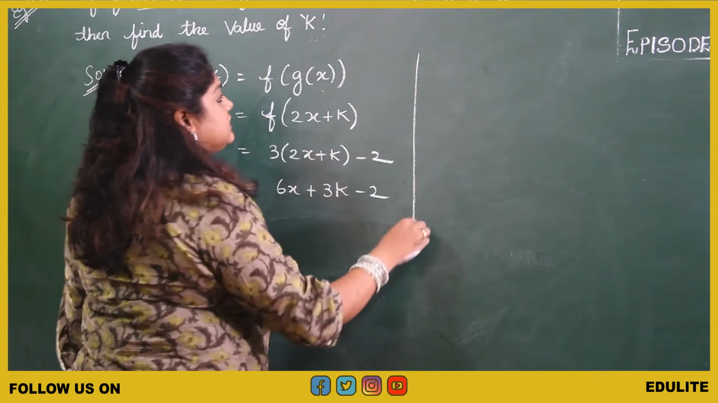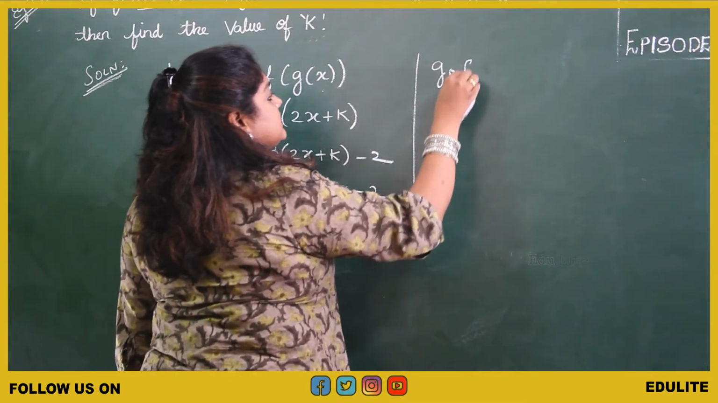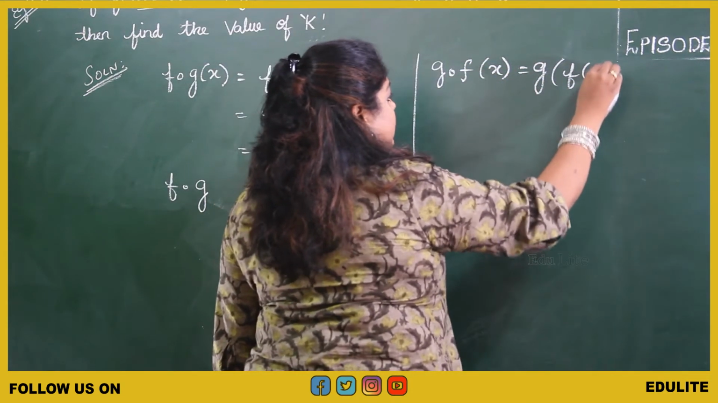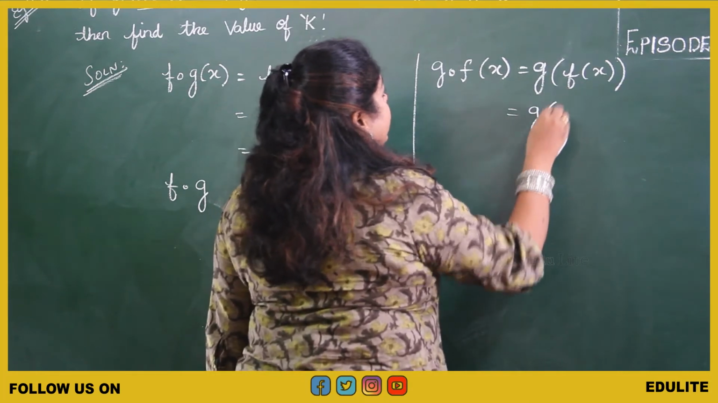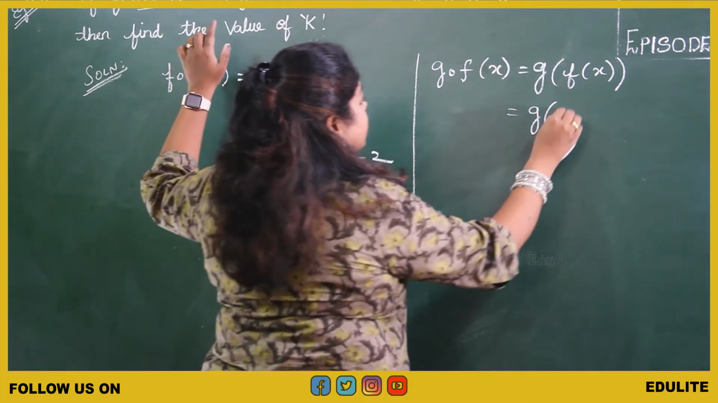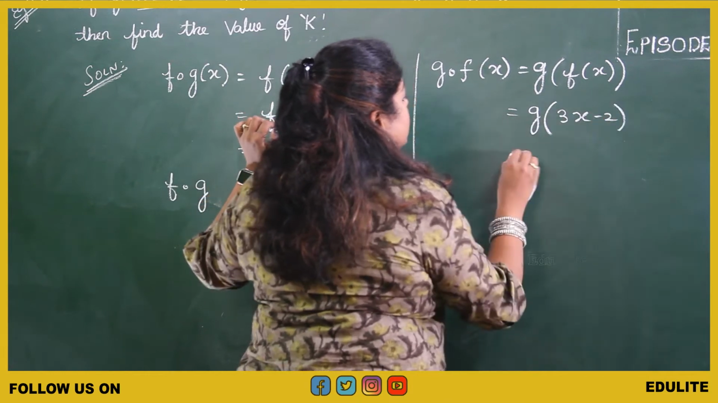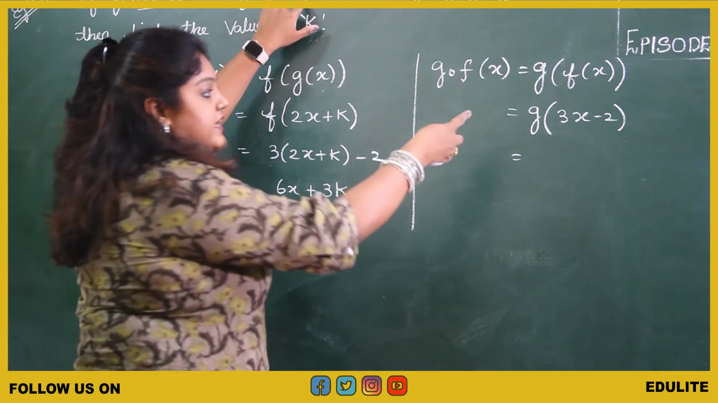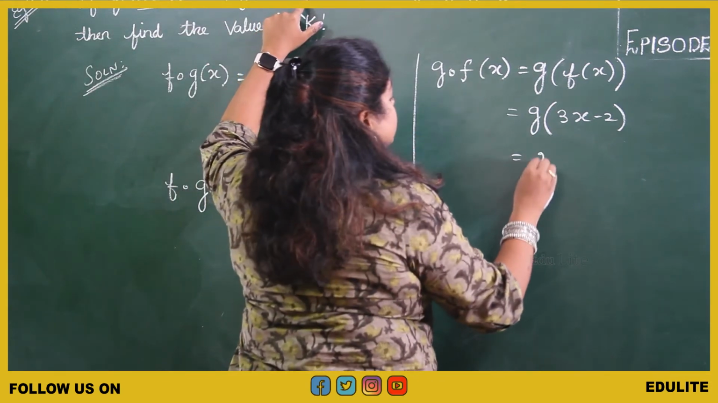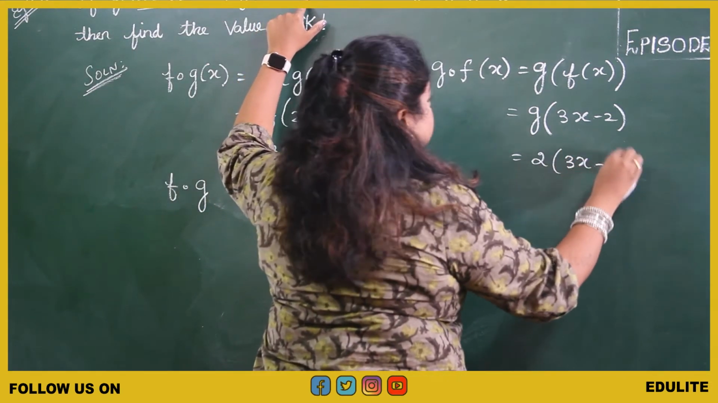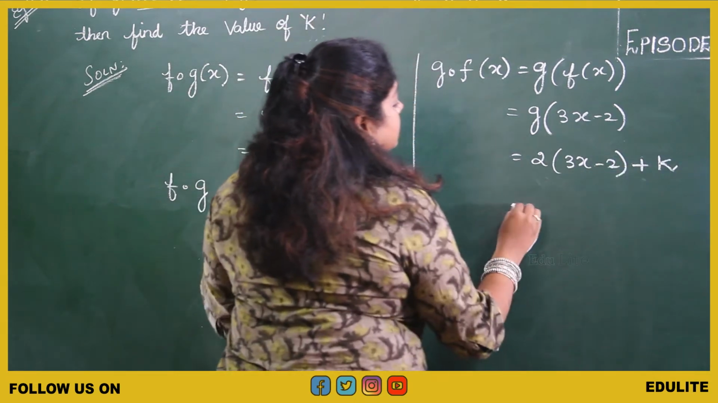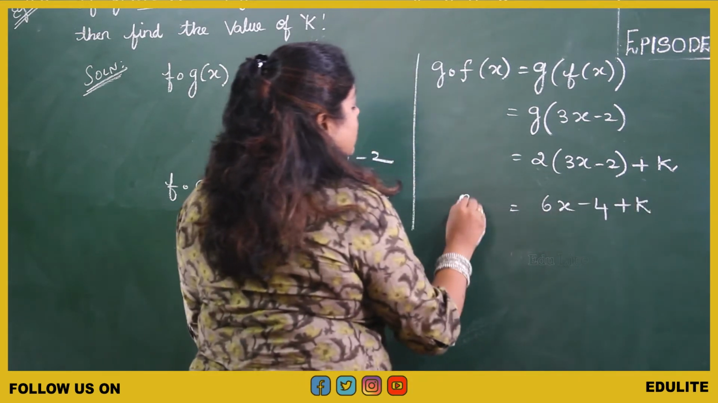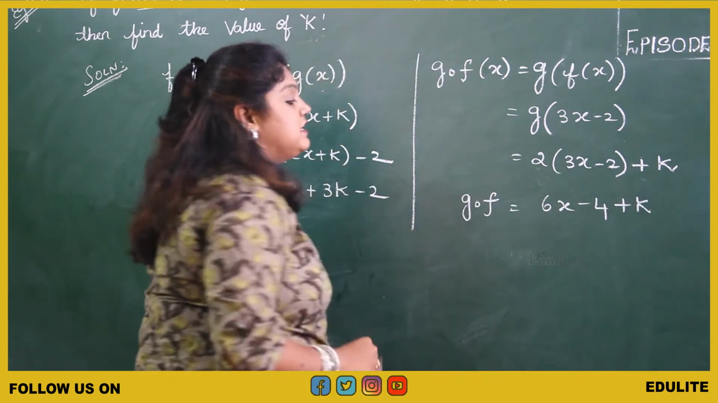Similarly, we will find g composite f. G composite f of x can be written as g of f of x. So g of f of x, where f of x is 3x minus 2. The g of x function is 2x plus k. In place of x, we have to substitute 3x minus 2. So 2 into 3x minus 2 plus k, which is 6x minus 4 plus k. So g composite f we got as 6x minus 4 plus k.